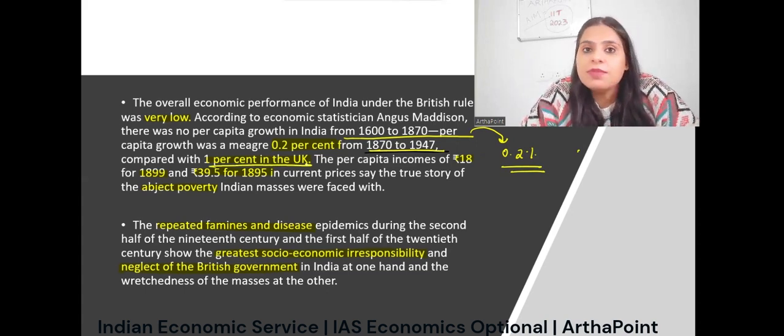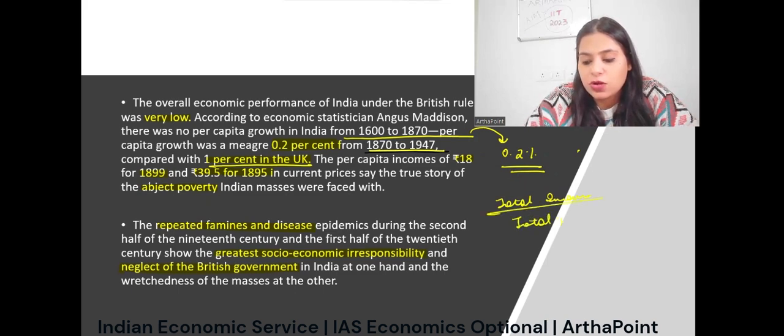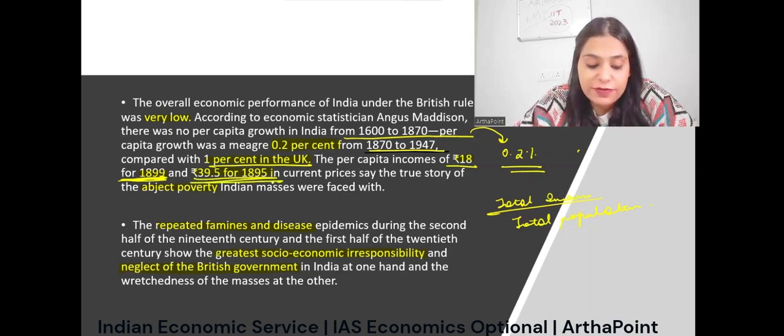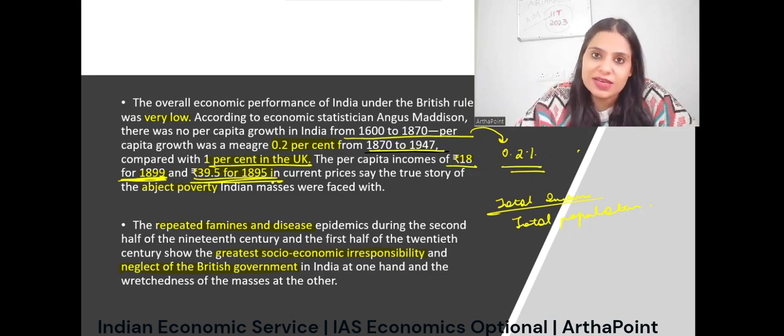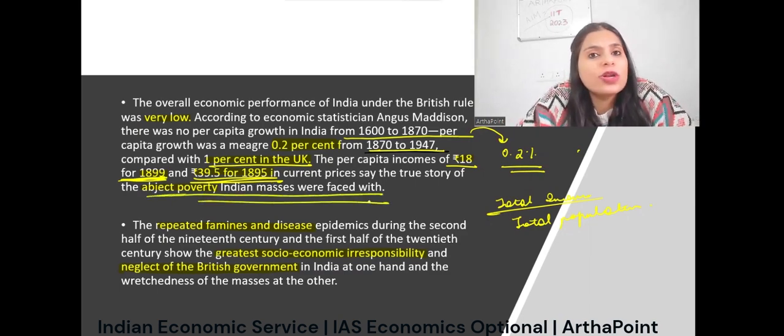Similarly, जब हम per capita income को कंपेयर करते हैं, when we compare the per capita income, per person income, per capita income is what? The total income of any economy divided by the total population of the economy. So when we compare the per capita income, we find that the income was very, very less, again showing that there was high poverty in India. So per capita income bahut kam thi, growth rate bahut kam thi. Aur ye dono hi cheeze ek hi cheez indicate karti hain ki India ki jo level of poverty thi, wo bahut hi high thi. So, abject poverty is what the Indian masses were facing.